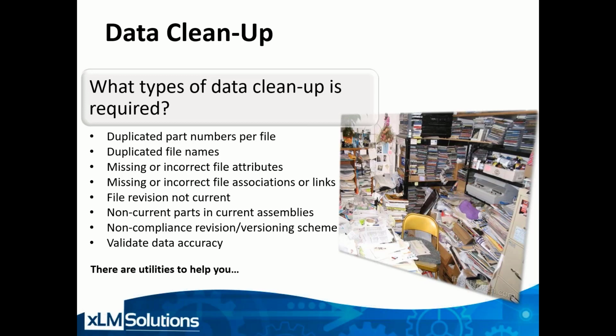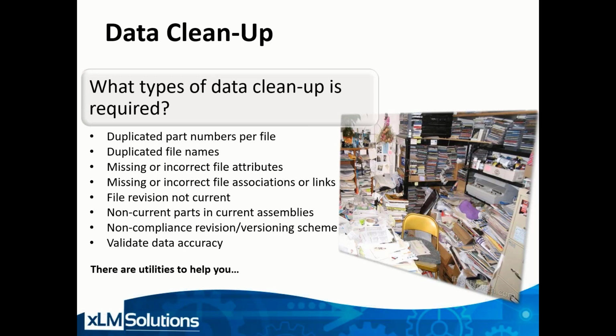File revisions not being current, depending on how companies work. Are you always working with the latest, or could you have assemblies pointing to non-latest revisions as children? So make sure that the structure of the data is correct regarding revisions. The same thing goes for non-current parts and current assemblies. Do you have an out-of-date assembly pointing to a latest part, or the latest assembly pointing to a non-current part? And if so, how would you want to handle those situations?